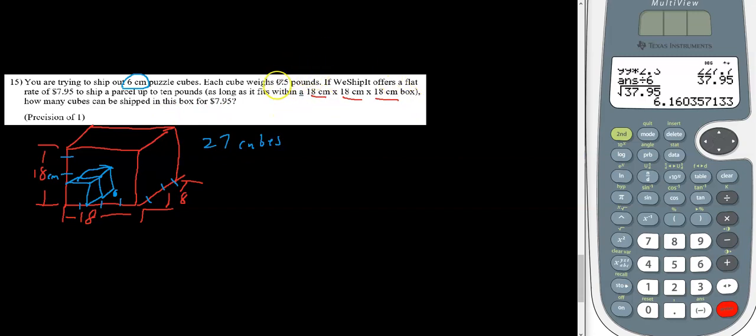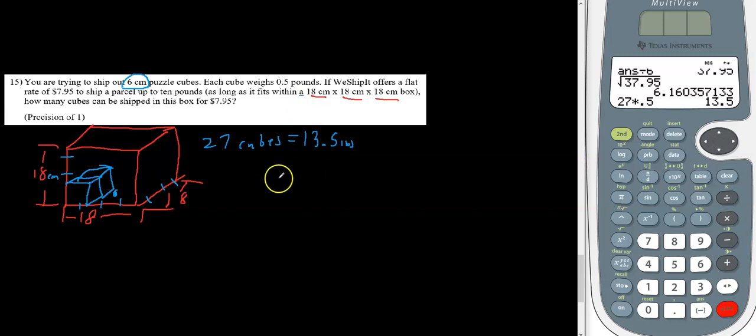The question is then, does that meet my weight requirement or does it exceed it? So how much is 27 cubes? Well, 1 cube is half a pound according to this question. So 2 cubes would be a pound, and 3 cubes would be a pound and a half. And you see where I'm going with this. What is 27 times 0.5? And we get 13.5 pounds. 27 cubes equals 13.5 pounds. Okay, well, in this case then, that exceeds our 10-pound limit. And so we can't quite fit 27 cubes in this box.